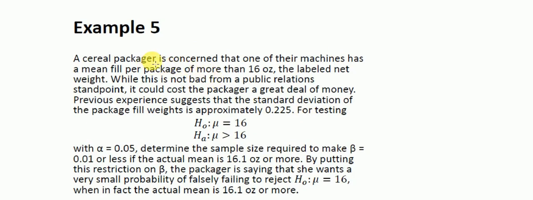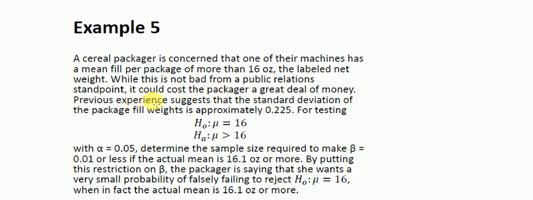A cereal packager is concerned that one of their machines has a mean fill per package of more than 16 ounce, the labeled net weight. While this is not bad from a public relations standpoint, it could cost the packager a great deal of money. So a great deal of cereal is being wasted, and the manager of that company is concerned that we need to save this product from being wasted, or a single consumer getting more than what he or she is paying for.